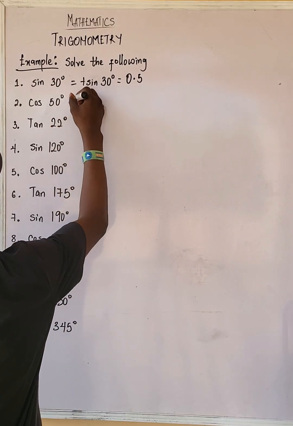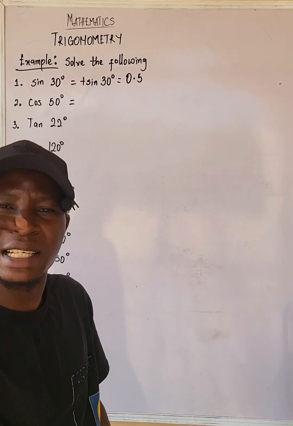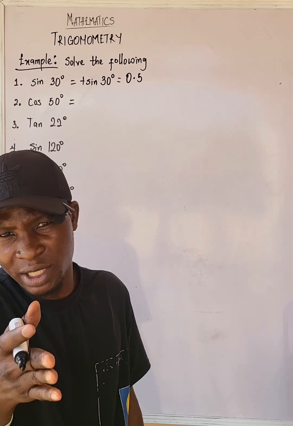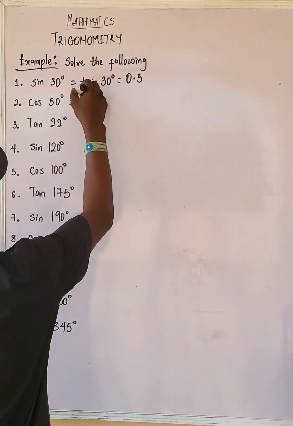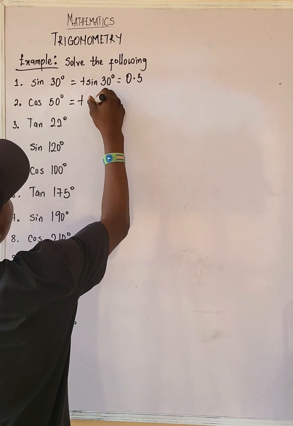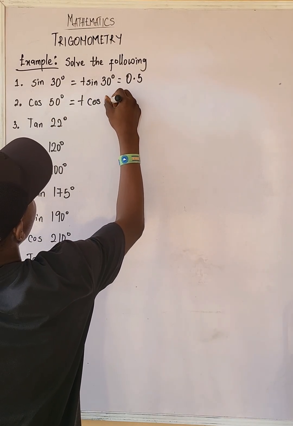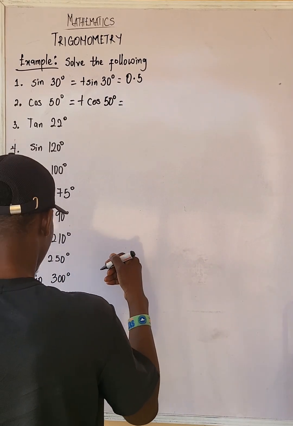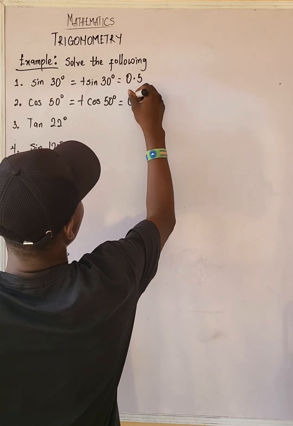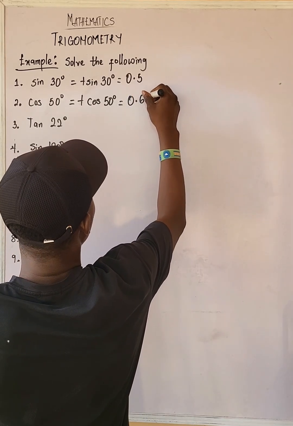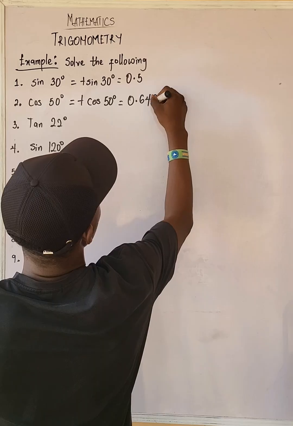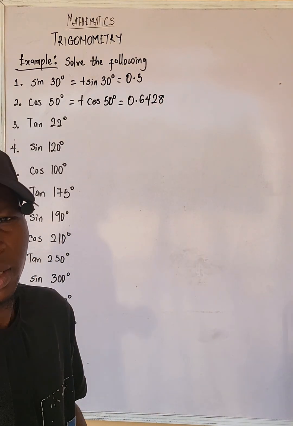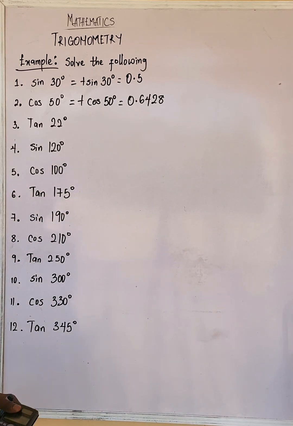Now, cos 50 degrees. The first thing you have to take note of is the angle. That 50 degrees falls on which quadrant? Still on the first quadrant because it is between 0 and 90, so cos is also still positive. And what is cos 50 degrees going to give us? Let's approximate it to 4 decimal places. That's 0.6428. Do you understand?